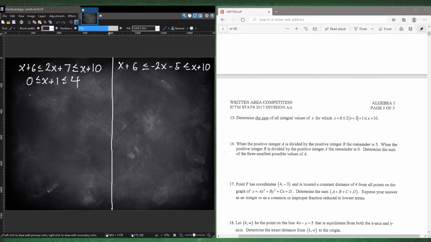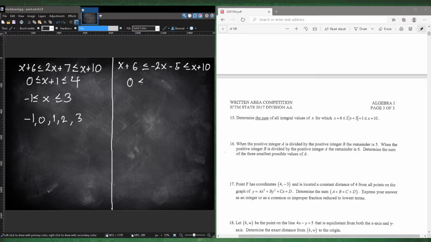So obviously the interval of solutions right here would be x between -1 and 3, because -1 plus 1 is 0, and 3 plus 1 is 4. Okay, so we have this interval of solutions. That's -1, 0, 1, 2, and 3. Those are all possible.